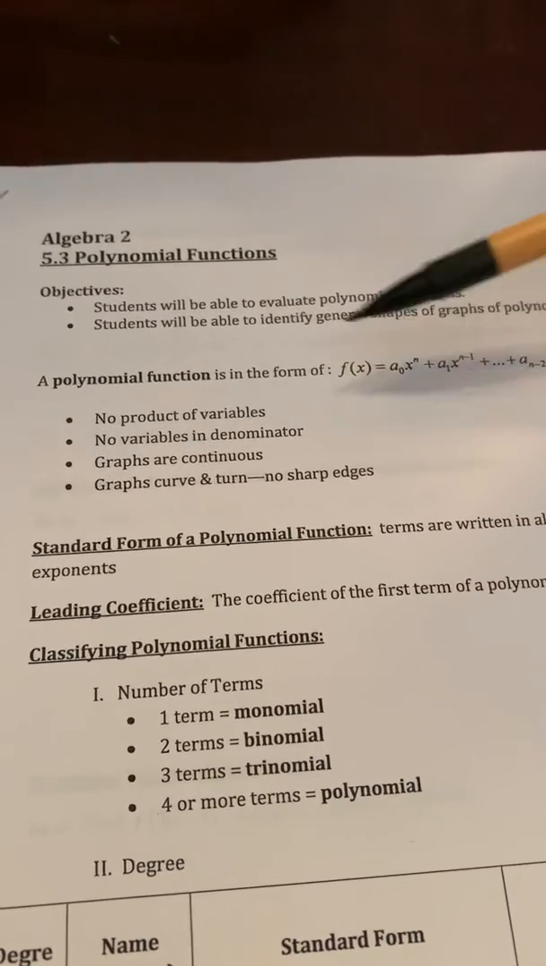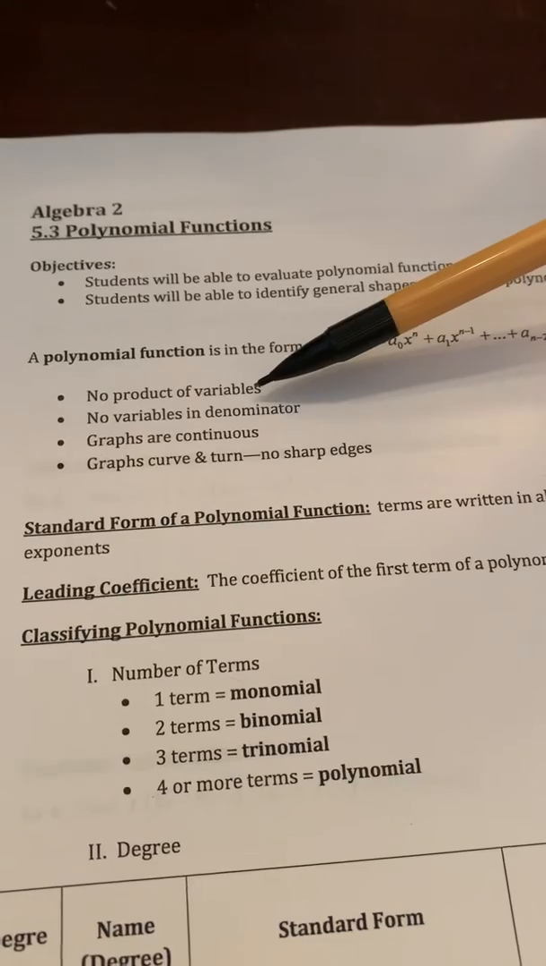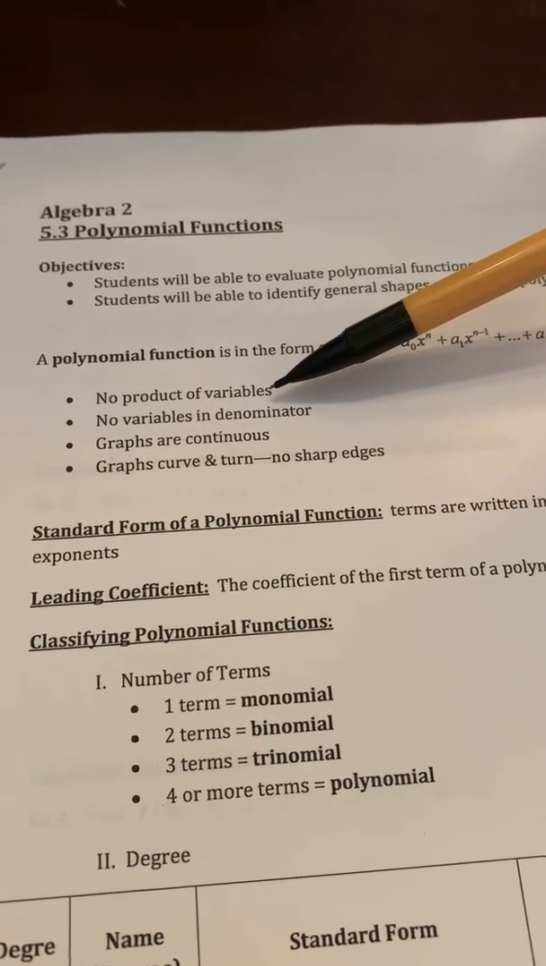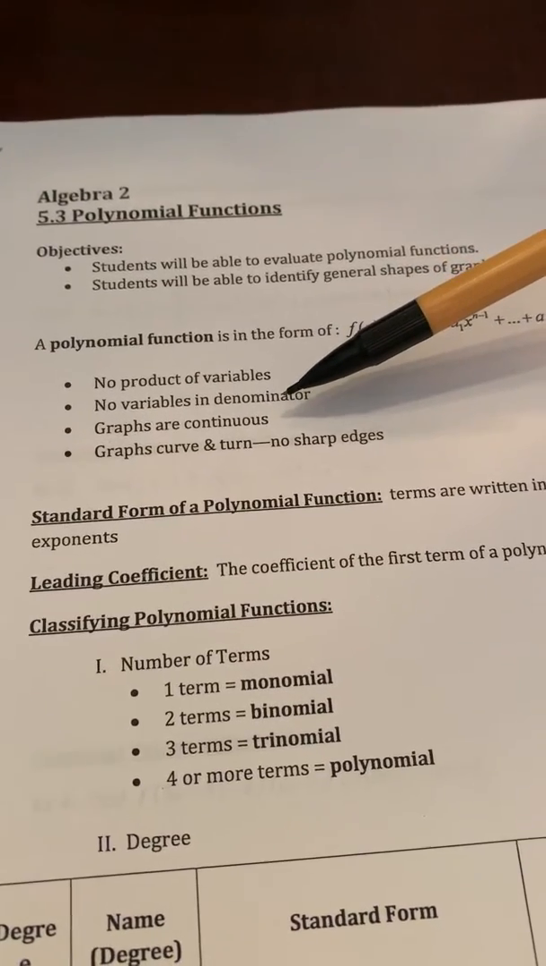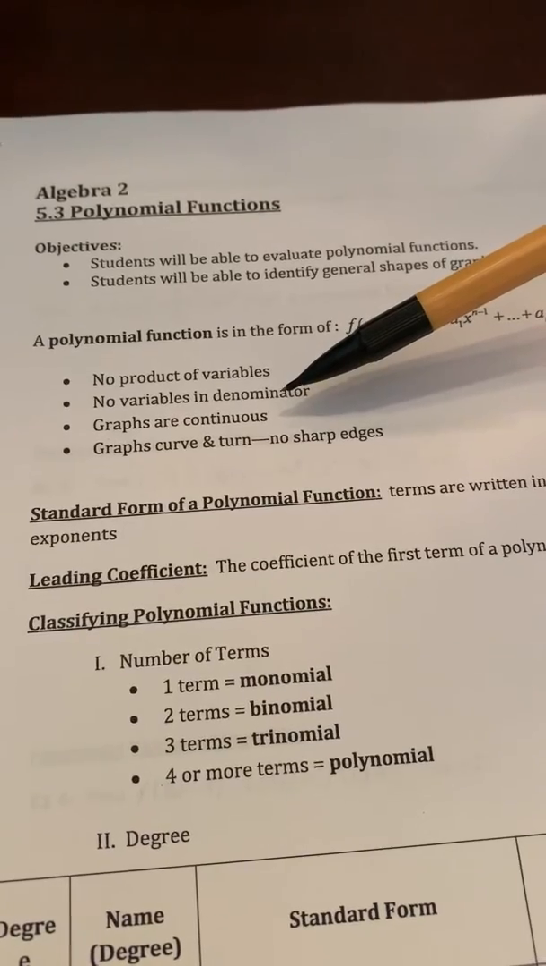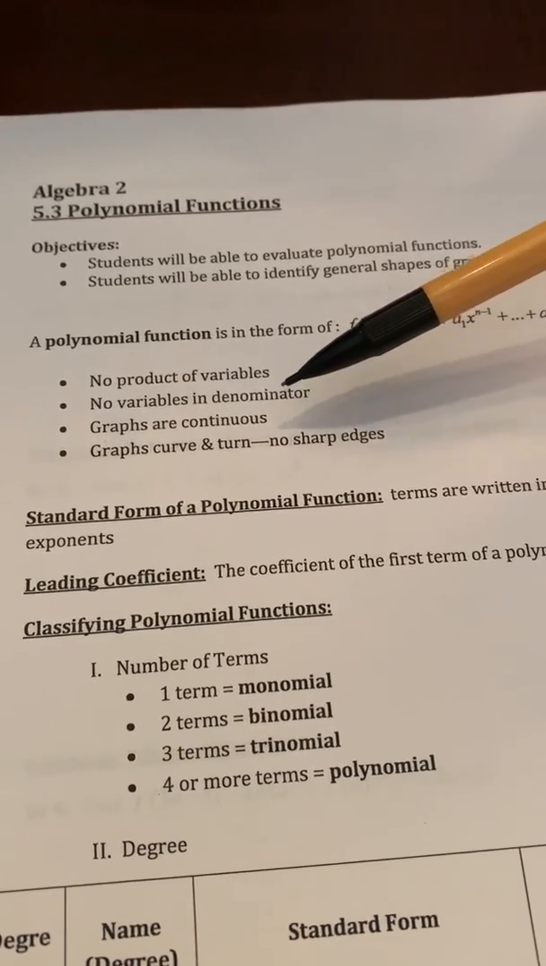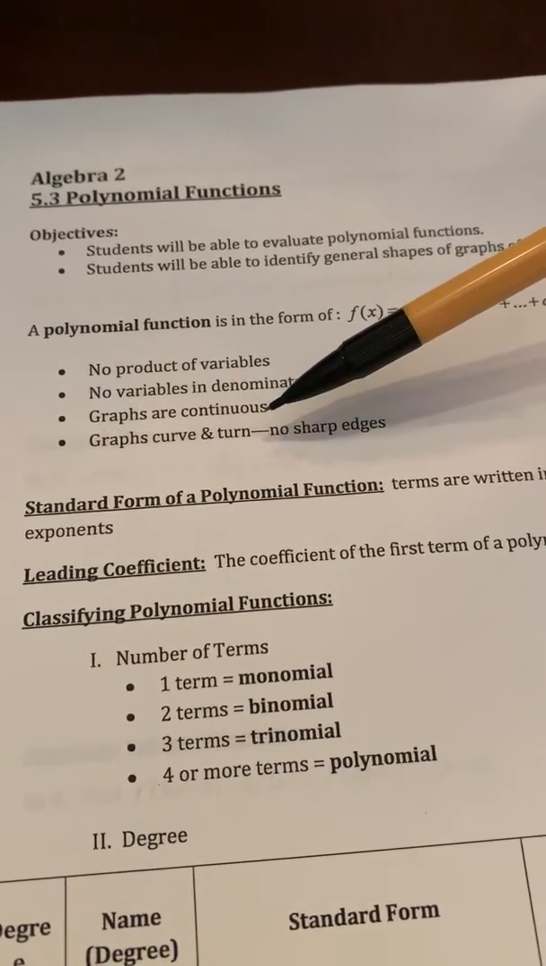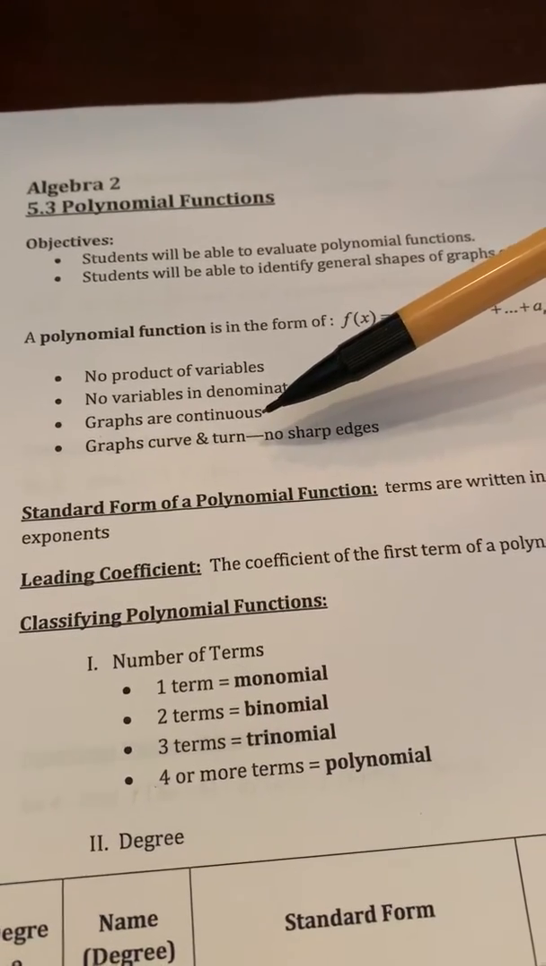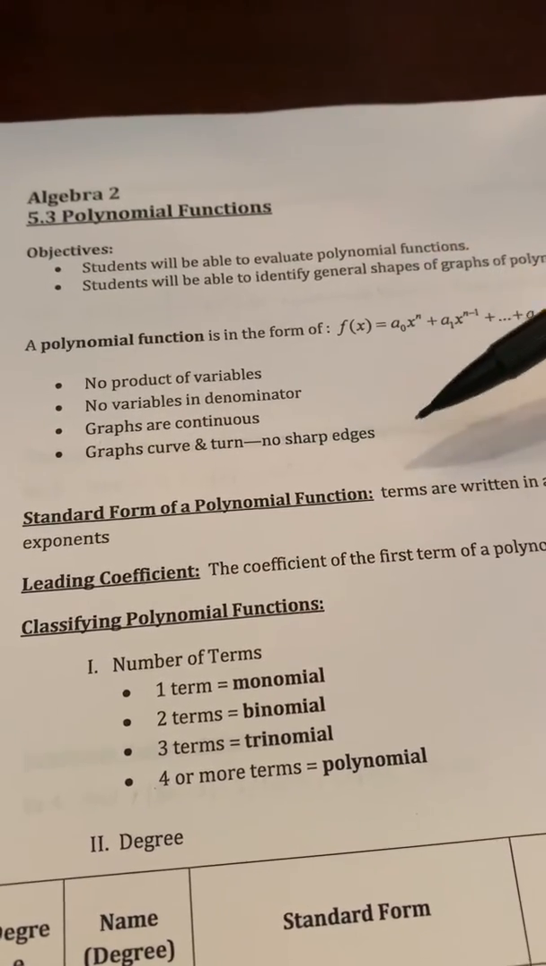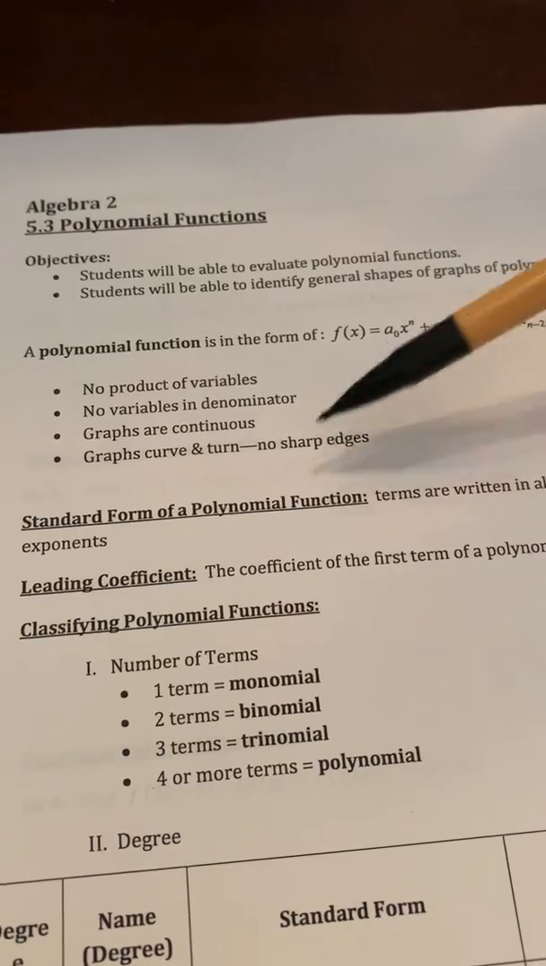For something to be a polynomial, we have no product of variables. We cannot have x times y. There are no variables in the denominator, so no x's or y's in the denominator. The graphs are continuous, which means you'll never pick your pencil up. It'll be a constant curve going up, going down, etc.